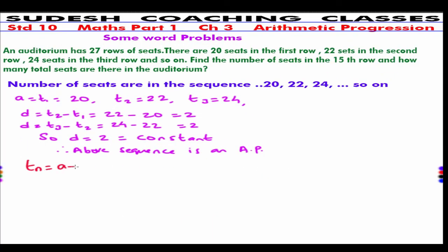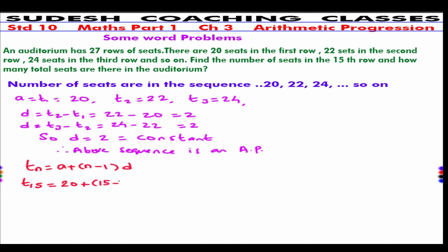So we can use the formula of arithmetic progression, and you know there are two formulas for arithmetic progression. The first one is Tn is equal to a plus n minus 1 into d. Then what is Tn? We have to find the number of seats in the 15th row, so n will be 15 over here. And what is the first term? It is 20. Let us substitute a equal to 20.